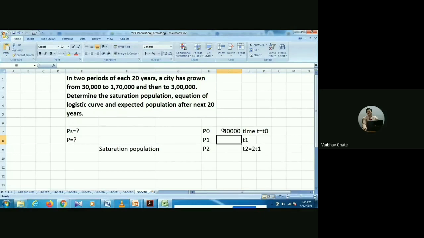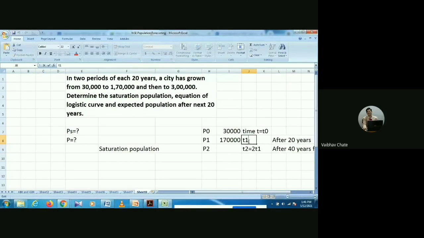After 20 years, the population increased to how much? 1 lakh 70,000. That means after 20 years. This is after 20 years. Okay, and this is after how many years? 40 years, 40 years from P naught. Or else it will be 2 times. That is how we are going to consider.